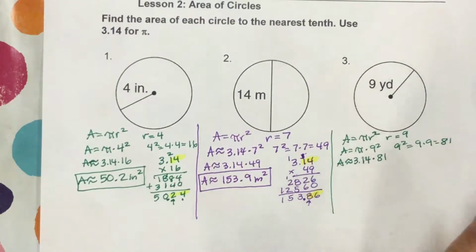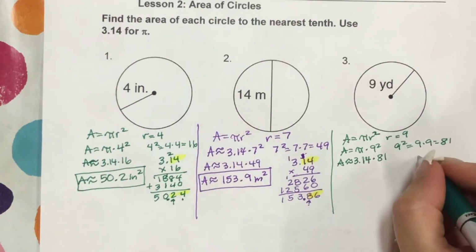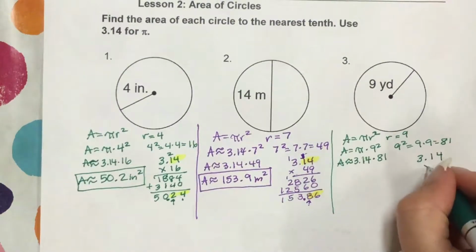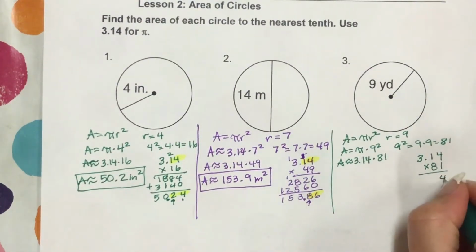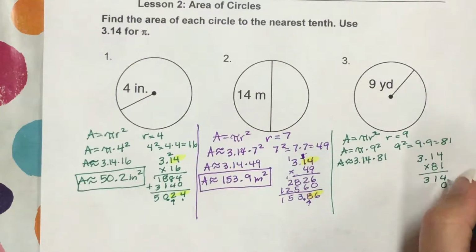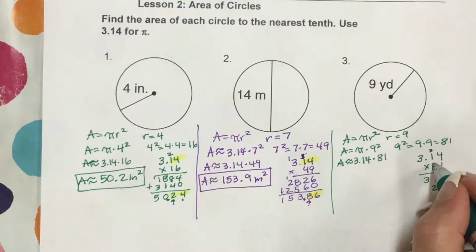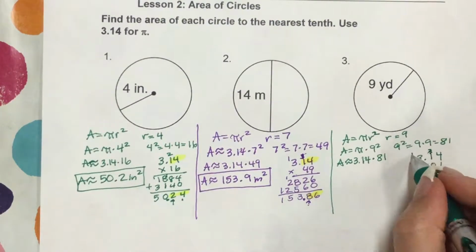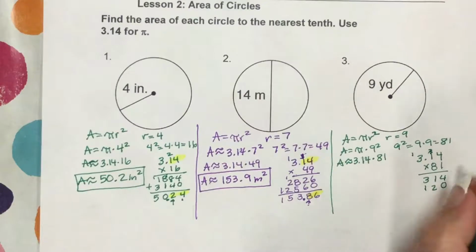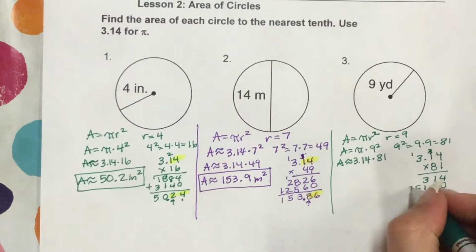times 81. Then I'm just going to take this bit off to the side and go ahead and figure out what 3.14 times 81 is. So 1 times 4 is 4, 1 times 1 is 1, 1 times 3 is 3. I'm in the tens place, so I got to put a 0 in the ones place. 8 times 4 is 32. Write the 2, carry the 3. 32 right here. 8 times 1 is 8, plus 3 would be 11. Write the 1, carry the 1. 8 times 3 is 24, plus 1 is 25.